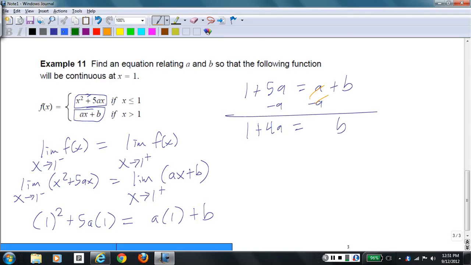And so there we go. B equals 4a plus 1. How about that?